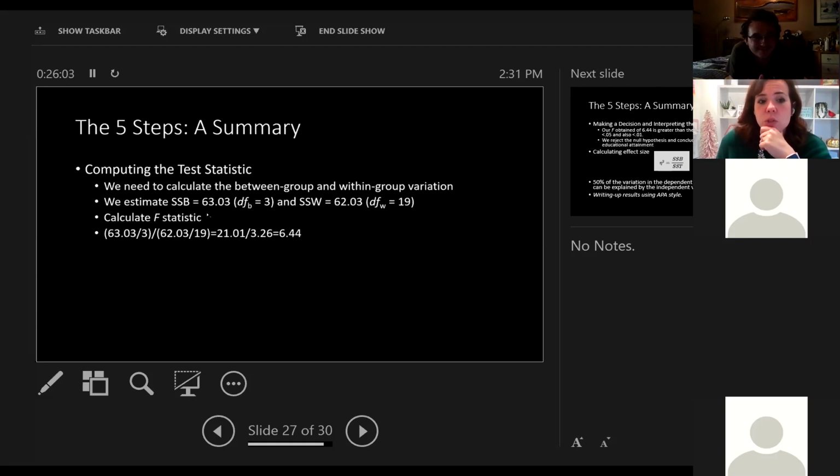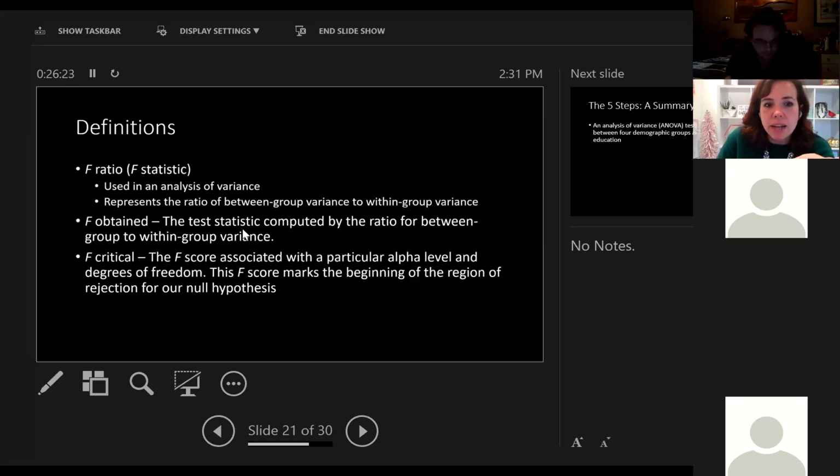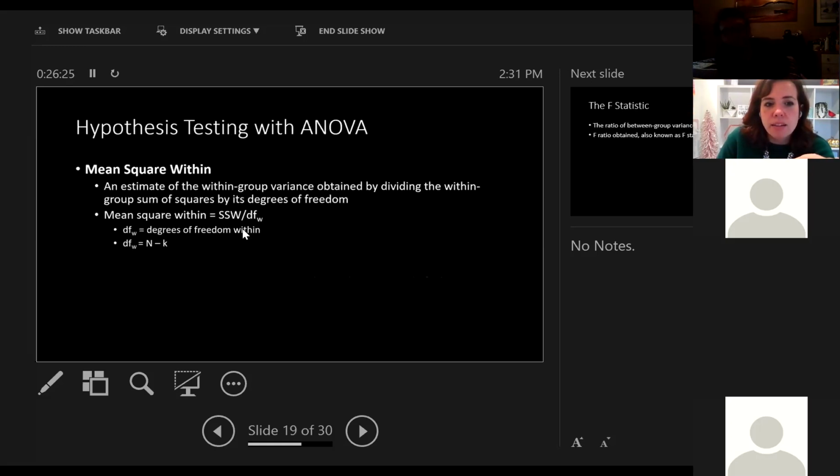So it's literally sums of square between divided by my degrees of freedom. Here it is. Sums of square within groups divided by the degrees of freedom. Here it is. I get 21.01, and I need to figure out my F statistic. If we go back, sorry, I'm going to go fast real quick just so we can go back so we remember how we did that.